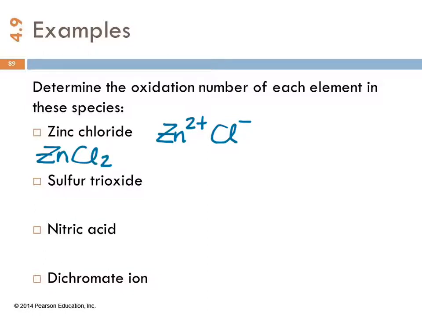This is an ionic compound. In an ionic compound, the oxidation numbers are the same as the ionic charges. So for zinc, the oxidation number is +2, and for chloride, it's -1. Everybody okay with that? Sulfur trioxide. What's the formula for the compound?